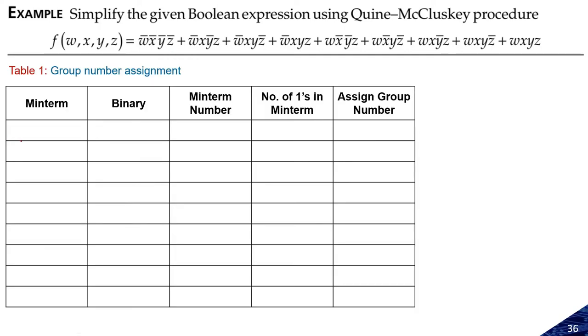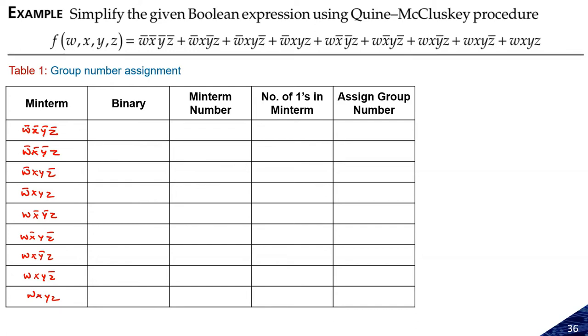The first minterm we have is W bar, X bar, Y bar, Z bar. The second one is W bar, X bar, Y bar, Z. The third one is W bar, X, Y, Z bar. The fourth one is W bar, X, Y, Z. Next is W, X bar, Y bar, Z. Next is W, X bar, Y, Z bar. Then W, X, Y bar, Z; W, X, Y, Z bar; and the last one is W, X, Y, Z. So these are all the minterms which we have.